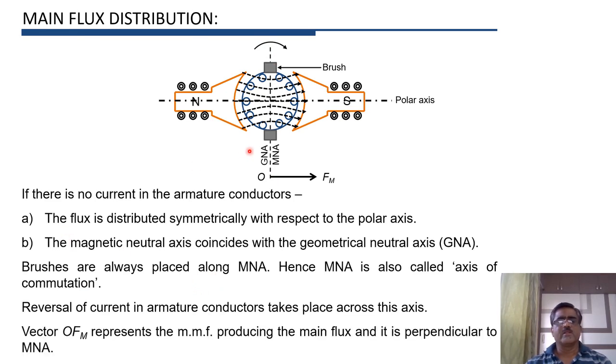Now here, this main flux is symmetrical with respect to this polar axis, and therefore the magnetomotive force producing the main flux can be represented by vector OFM. So this is vector OFM, and it is parallel to this polar axis, or it is perpendicular to this magnetic neutral axis.